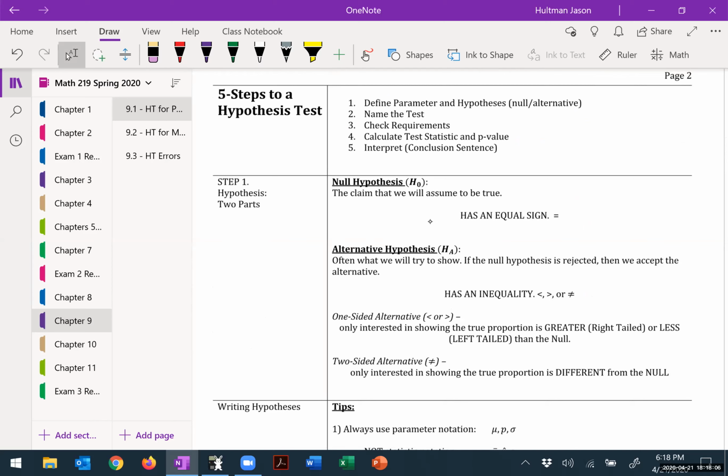The 5-step method for a hypothesis test. Define the parameter and the hypotheses, the null and the alternative. The null is always the one that has the equal sign. Null is always equal.